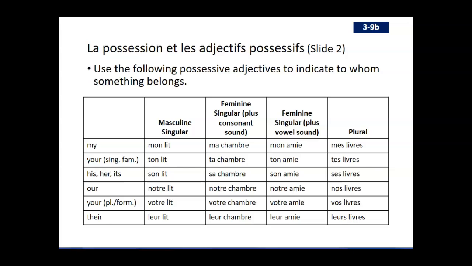And finally, if we are talking about their, so something belongs to a group of people, the forms would be leur, leur lit, leur chambre, leur ami, and leur livre. So even in the plural form, the S is silent. Okay, so that's kind of an overview of all the possessive adjectives. They're easy to use. You just have to remember which one to use with which noun you're talking about. So it agrees with the gender of the noun that you're describing.